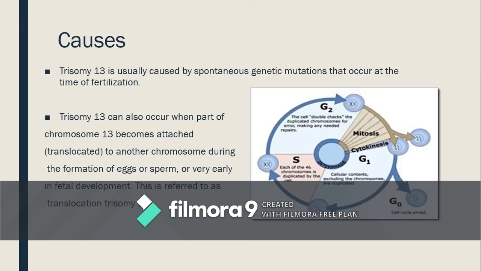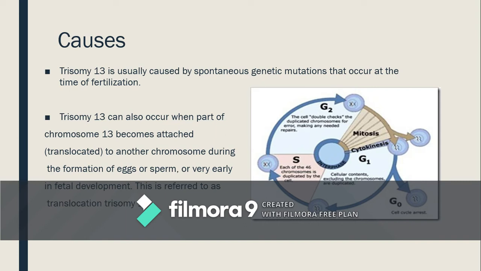Moving on to the causes of trisomy 13. Trisomy 13 is usually caused by spontaneous genetic mutations that occur at the time of fertilization. Here we see the cell cycle of a cell. Trisomy 13 can occur when there is an error in the G2 phase, where the cell fails to double check or correct the error made by the chromosome when duplicating.